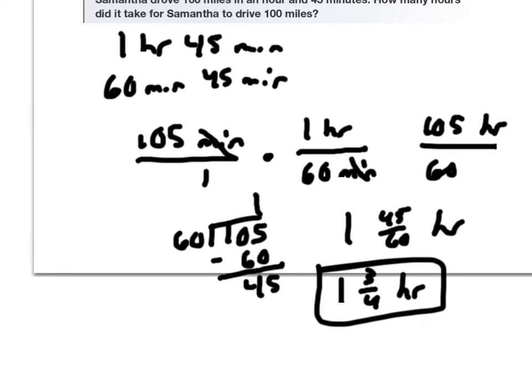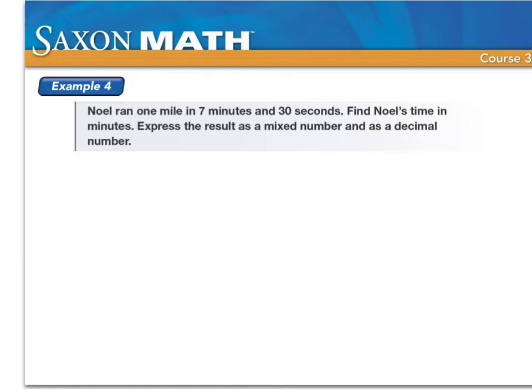Okay. Another way we could have done that is to just at the start say that 1 hour 45 minutes is equivalent to 1 hour and 45 over 60, because there's 60 minutes in an hour, and then reduce it. Okay, so 2 different ways to solve that problem. And we got 2 more examples, so let's move on.